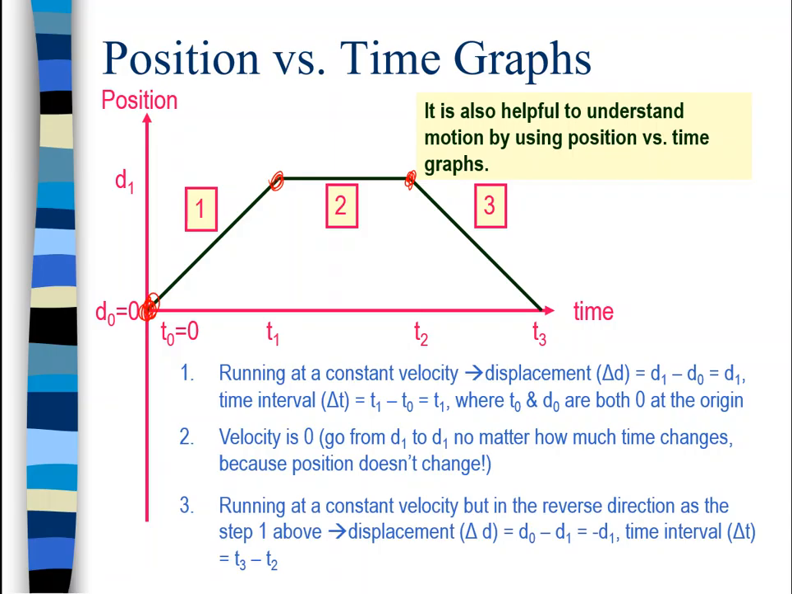And we know what we just talked about in terms of slopes. This line here is positive slope, which means positive velocity, because it's the positive slope of a position time graph. This has 0 slope, so that means 0 velocity. And then this one has negative slope, so that means negative velocity.